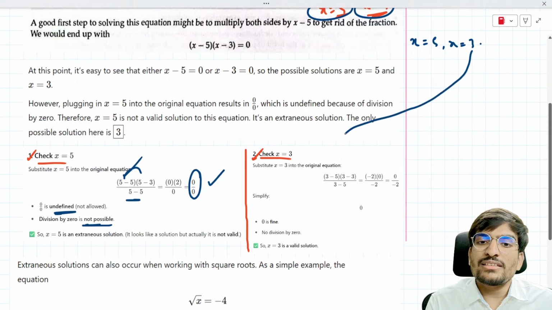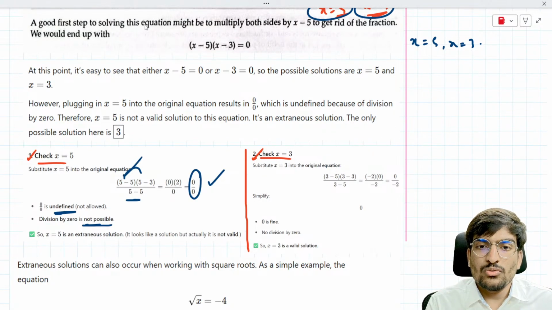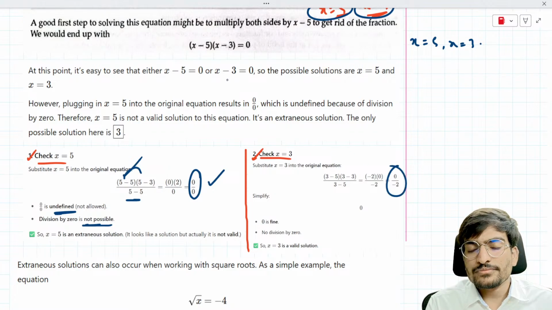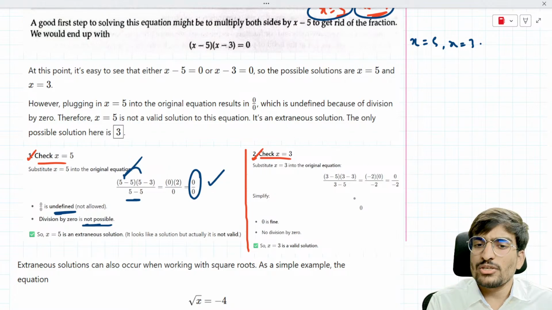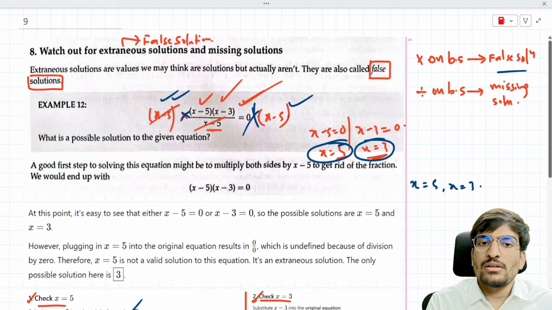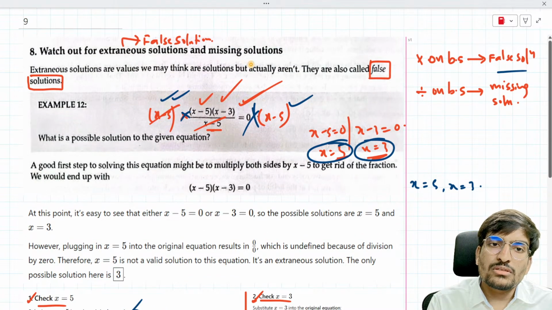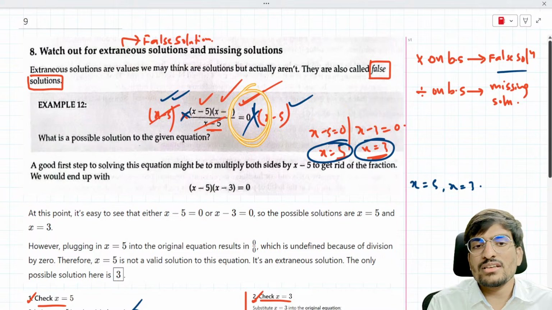If you take this 3 and put it back into equation 3, you will get a value which is 0 by negative 2, which means 0. Which means this 0 is satisfying the RHS. Which means this is the only solution. You see, you got 0 as your RHS.